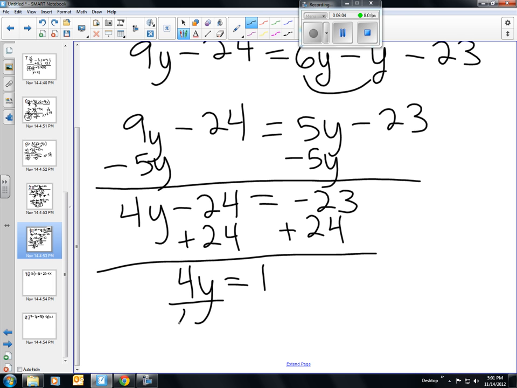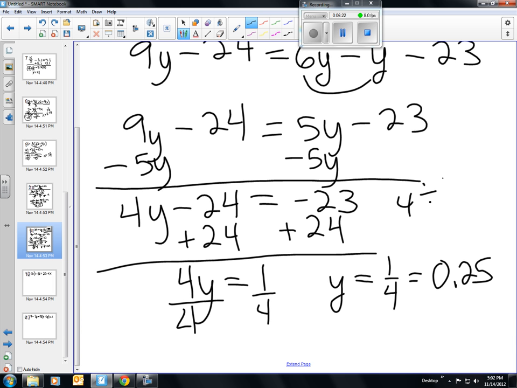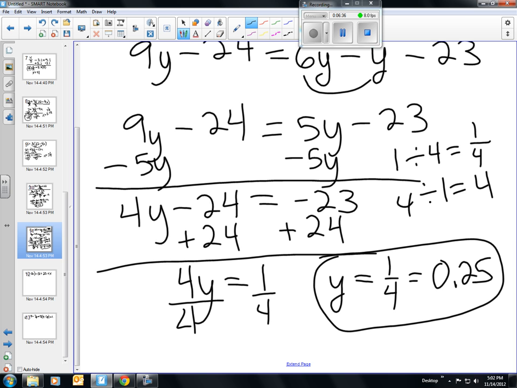Now here, the last step is to divide by 4 on both sides, but a lot of students want to say that that's going to be equal to 4, but in fact, that's going to be equal to 1/4, which is actually 0.25 as a decimal. Okay, so 1 divided by 4 is 0.25. A lot of students are thinking of 4 divided by 1, which is 4. So the order of the division matters here. So 1 divided by 4 is 1/4, or 0.25, but 4 divided by 1 is just 4. So this would be our answer here.